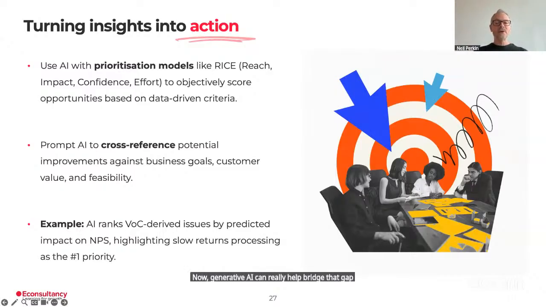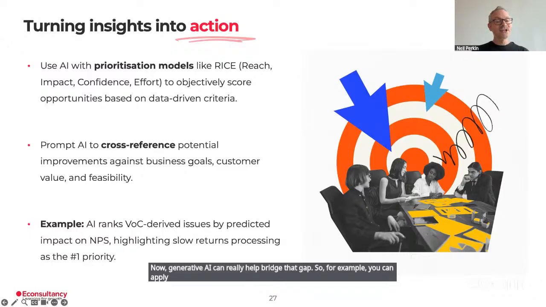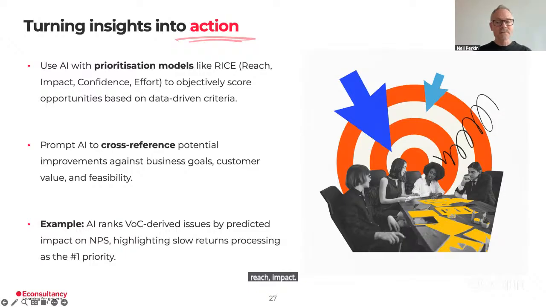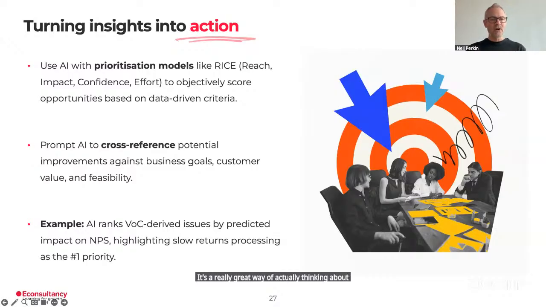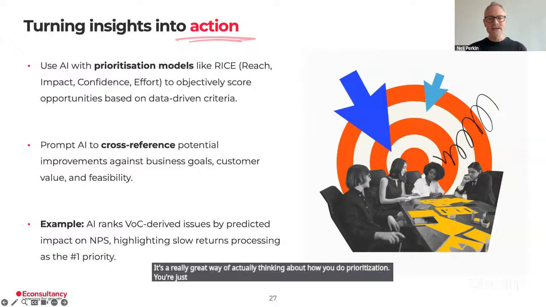So, for example, you can use AI and apply a prioritization model, and ask the AI to prioritize on something like RICE, which is a common one, for example. So that stands for reach, impact, confidence, and effort. And have the AI objectively score opportunities based on that prioritization framework. It's a really great way of actually thinking about how you do prioritization. You're just embedding AI into that process.